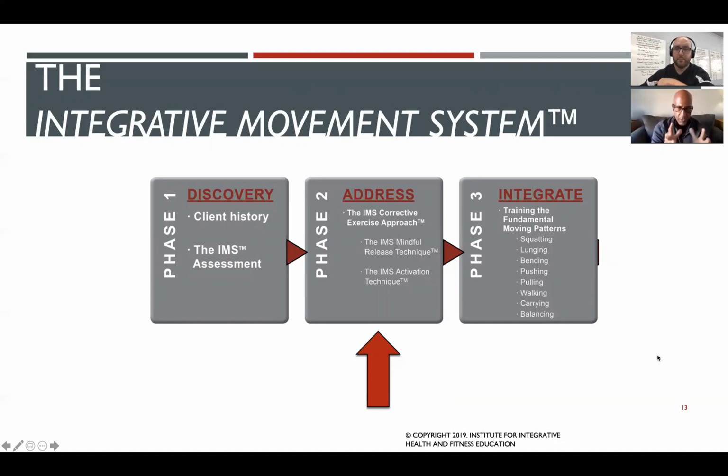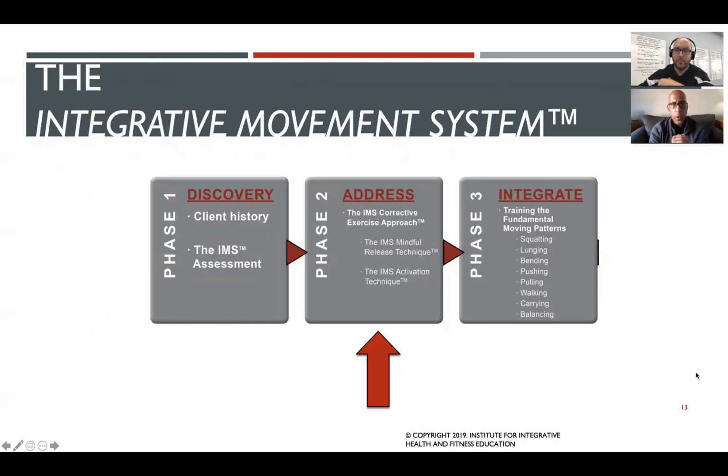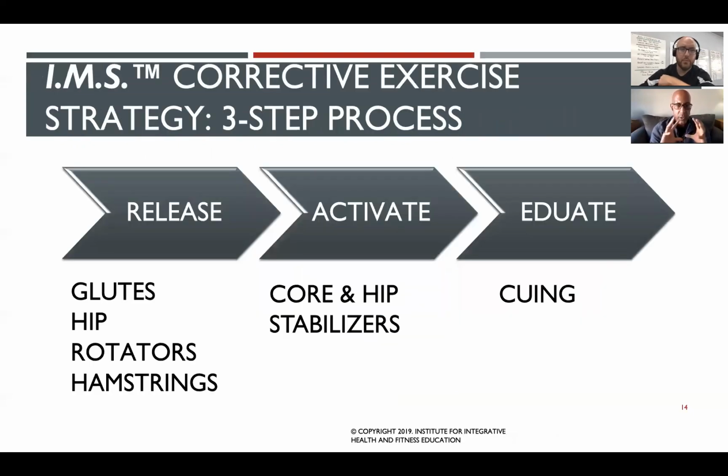So the address phase will help address the issues you found in the discovery phase, or the assessment phase. Next slide. This is just a brief outline of the things that you most want to release. So the glutes: a lot of our clients need glute release because of the spinal stenosis, and also some of those patterns that we've learned from over-gripping the posterior hip complex. The external hip rotators and the hamstrings for sure. And you can throw in the pecs as well, and some of the hip flexors.